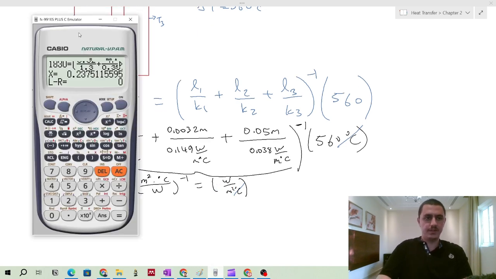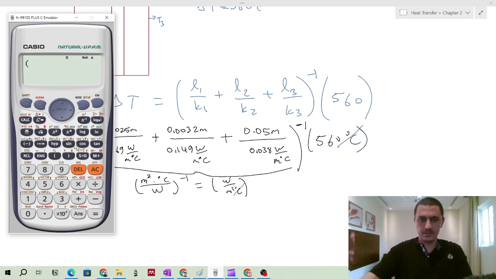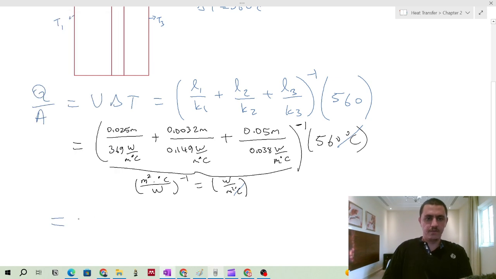Okay, so let us see what is the final result. Over 369 plus 0.0032 over conductivity plus the length over conductivity. Then close the parentheses, but don't forget the power -1 multiplied by the temperature difference. So you get 418 watt per meter square.